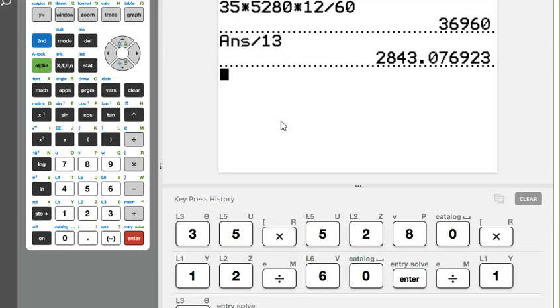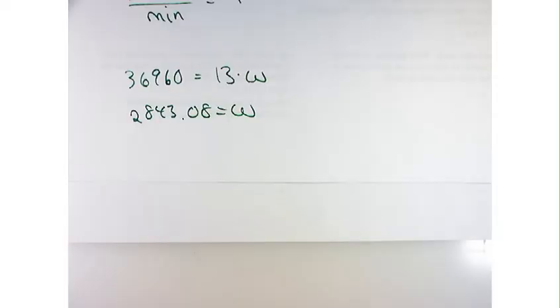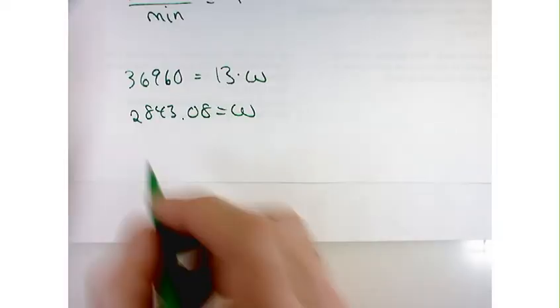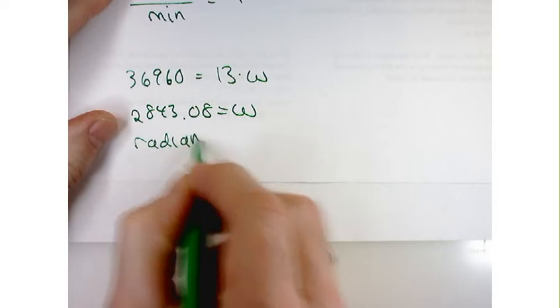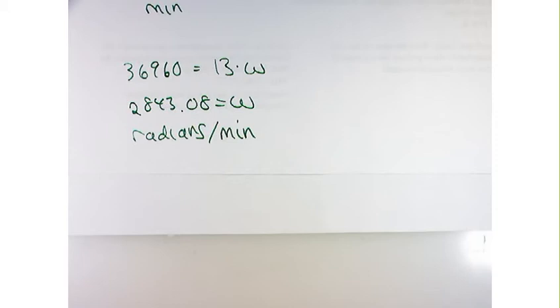2,843.08 equals omega. Now that's how fast it's turning every minute, through what angle it turns every minute. But it's hard to fathom that in radians, right? Because that's what it is in right now. It's in radians. So this is in radians per minute. But that's not actually what the problem asked for, is it? Probably wanted revolutions per minute. So we're going to have to go back and think a little bit.